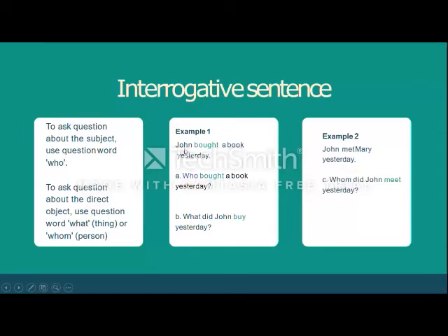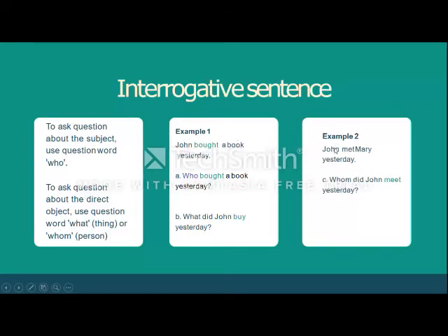Okay, the first example. John bought a book yesterday. Because we will ask who, we will ask the person, which the answer is John. So we use who as the question word. Who bought a book yesterday? Okay, look at the pattern that after who we do not put any auxiliary. We go directly to the verb. Who bought a book yesterday? Because this is a simple past, so we put bought as its simple past verb. And then when we ask the book as the answer, we use what. What did John buy yesterday? It refers to the answer, a book here.